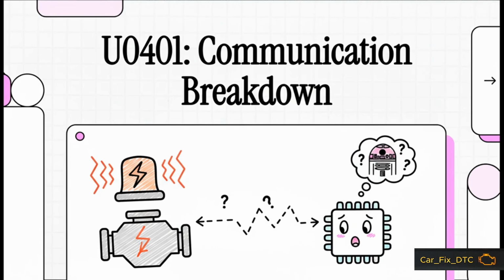All right, let's talk about something that can drive any car owner absolutely crazy. Your check engine light pops on, you plug in a scanner, and it spits out this weird cryptic code, U0401. It sounds super technical, right? But honestly, it's just a communication problem. In this explainer, we're going to decode that message and give you a clear plan to get everything sorted out.